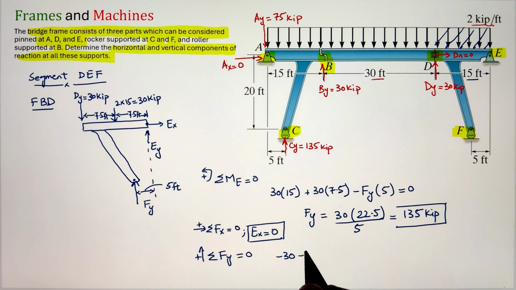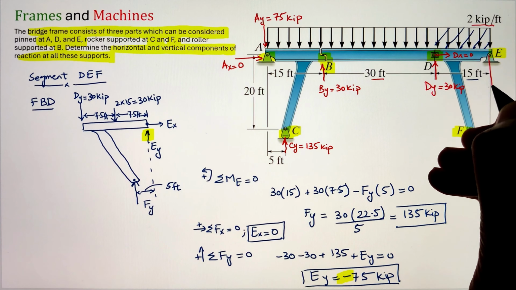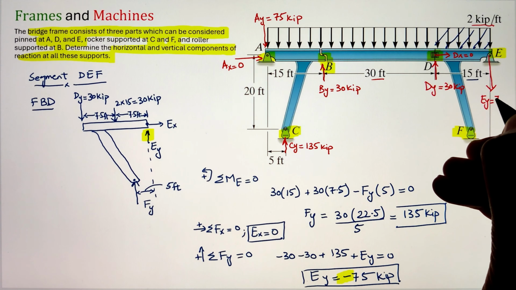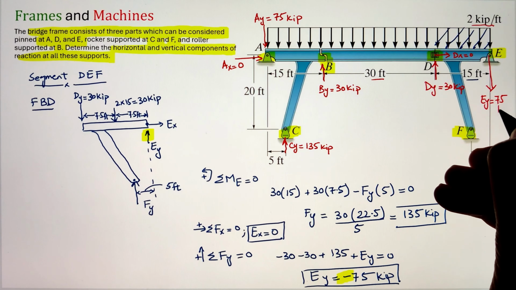Simplifying, we get our value of Ey as negative 75k. Now again, here the negative sign is indicating that the direction of Ey that we have picked on our free body diagram, the actual force is in the opposite direction. So it should be pointing downwards.